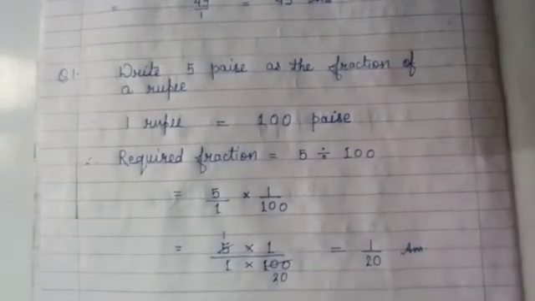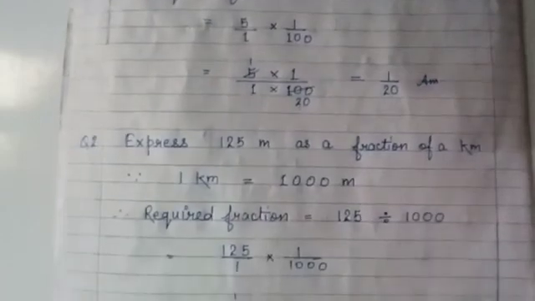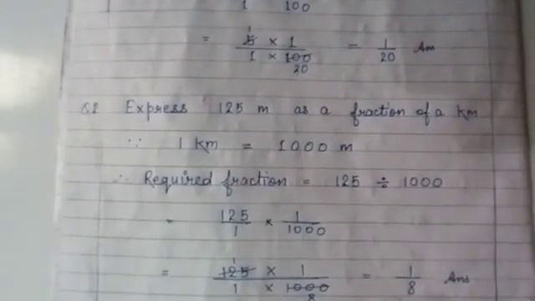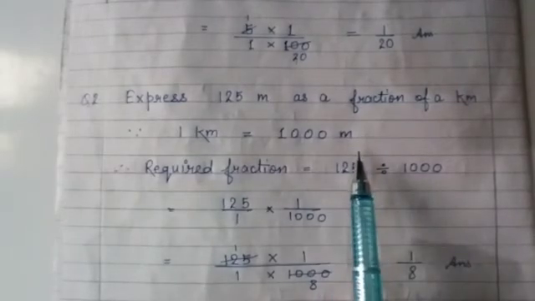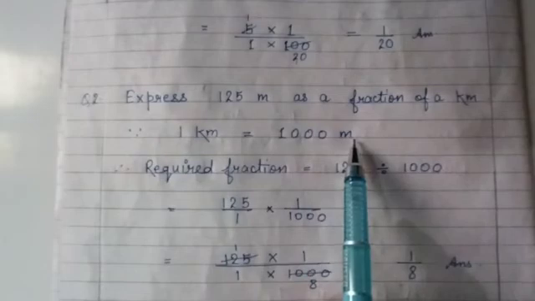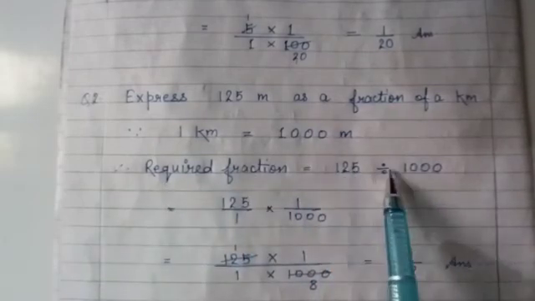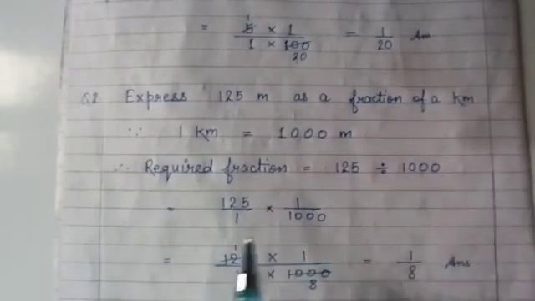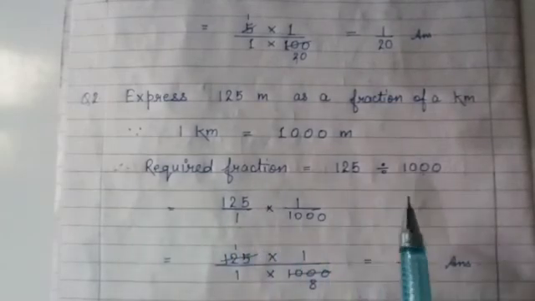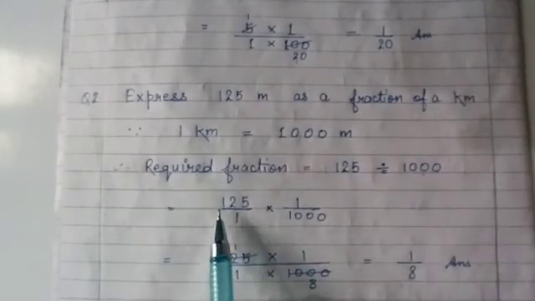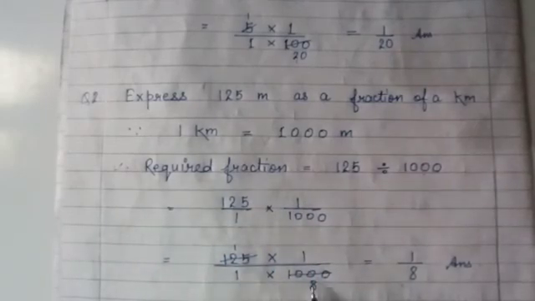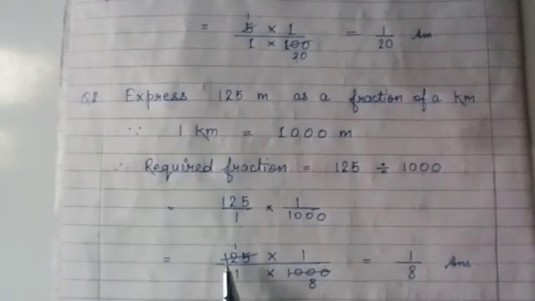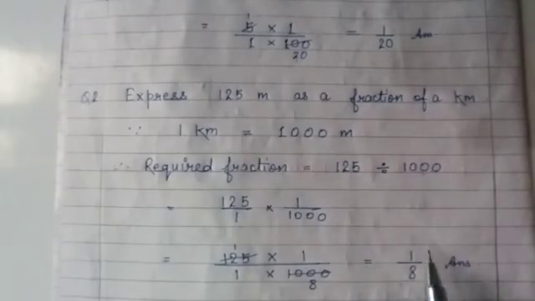Look at another example. Express 125 meter as a fraction of a kilometer. In the same way, children, first of all, you have to convert 1 kilometer is equal to how many meter? You know 1 kilometer is equal to 1000 meter. Therefore, the fraction is equal to 125 divided by 1000. So, 125 upon 1, multiplicative inverse is 1 upon 1000. Therefore, 125 upon 1 into 1 upon 1000. When you calculate it, 1000 is divisible by 125. So, therefore, here it is 1 and here it is 8. And the final fraction is 1 upon 8.